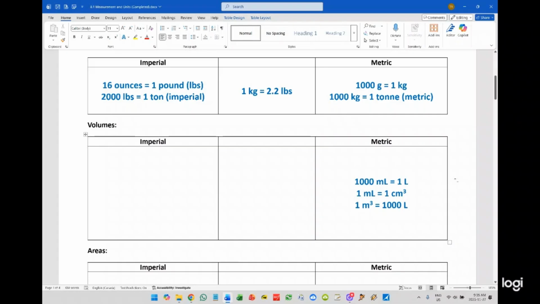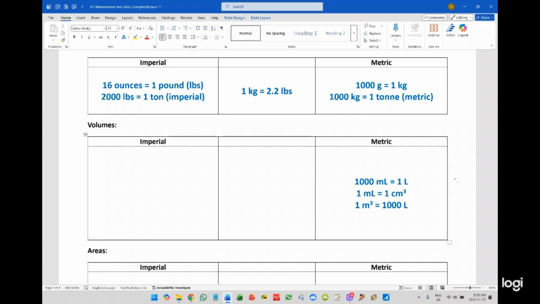A liter itself is 1,000 milliliters. That's actually a 10 centimeter cube. So the amount of space taken up by 10 centimeters times 10 centimeters times 10 centimeters, which is 1,000 centimeters cubed, or 1,000 milliliters. That's a liter.